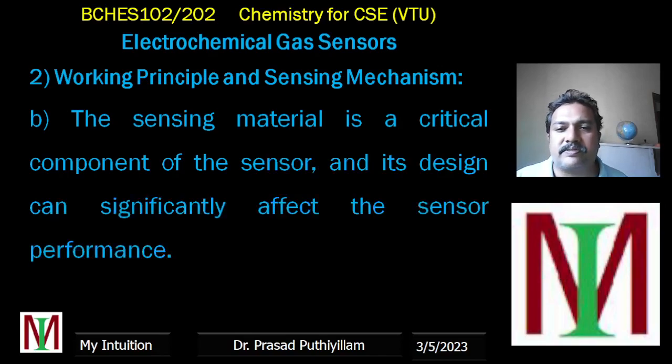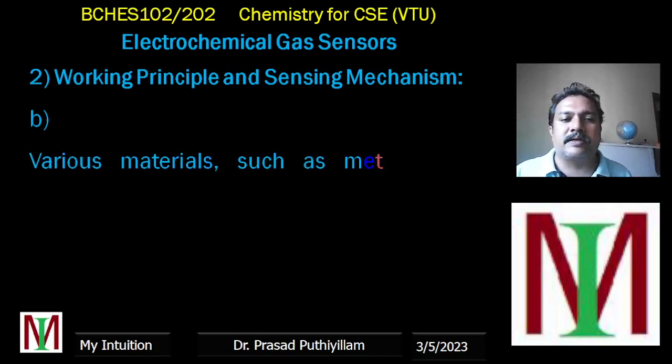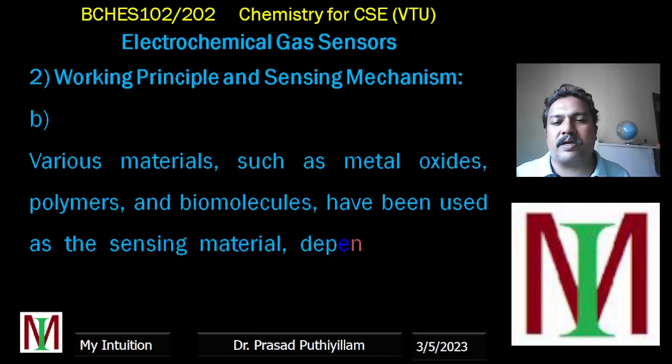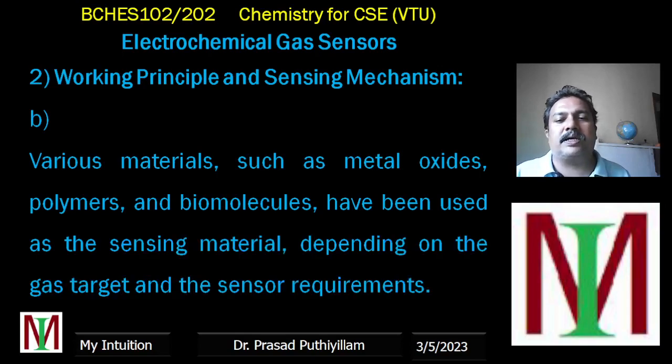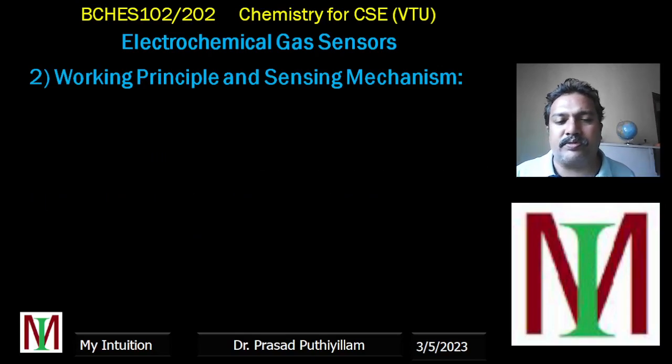The sensing material is a critical component for a sensor, and its design can significantly affect the sensor performance. Therefore, which sensing material we are using matters, not only the electrode. The material that we are using to coat on it is the sensing material, and how it is designed and how it is attached changes the performance of the sensor. Various materials such as metal oxides, polymers, and biomolecules have been used as the sensing material depending on the target gas and the sensor requirements. So just now we saw only carbon dioxide sensing. Many gases are there that need to be sensed, so based on that, we have to vary the material that we are using.